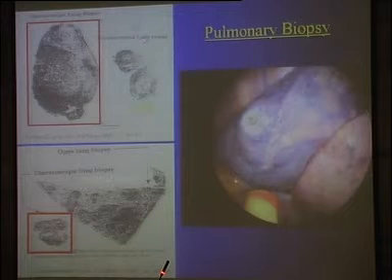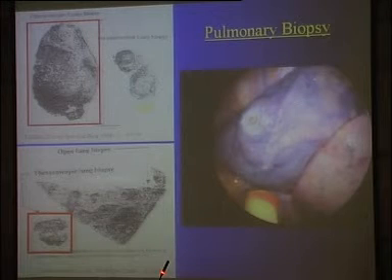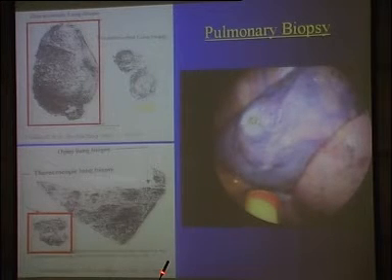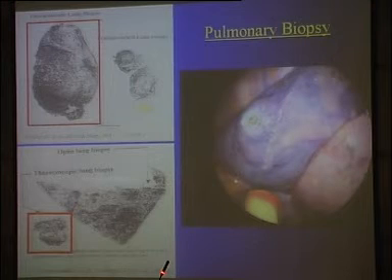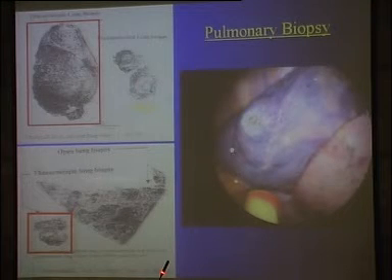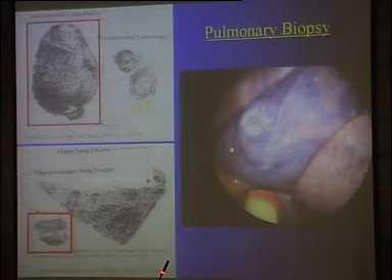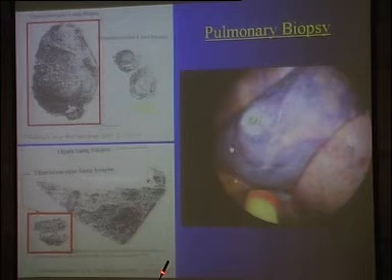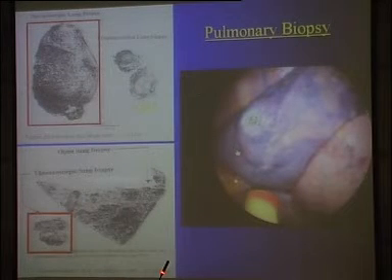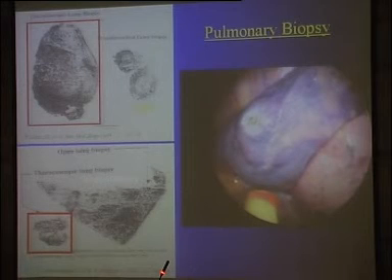You have here a transbronchial lung biopsy. You have here a thoracoscopic lung biopsy. You have here a surgical biopsy for sure. The size of the surgical specimen from a stapler, from wet digestion, is superior to this.